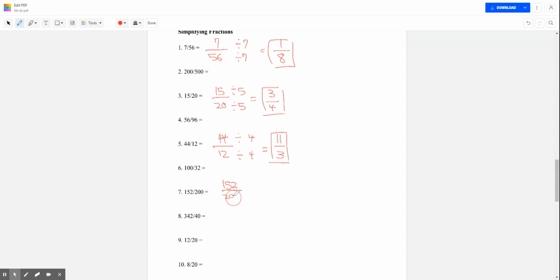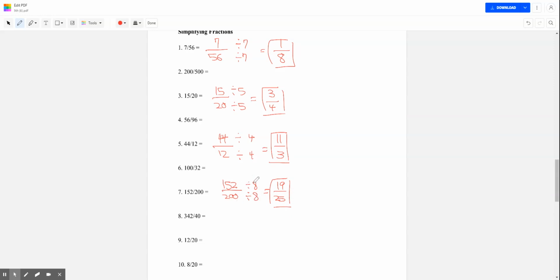Let's look at number 7. 152 divided by 200. The common factor for both of those numbers is 8. And we get 19 over 25 as our answer.